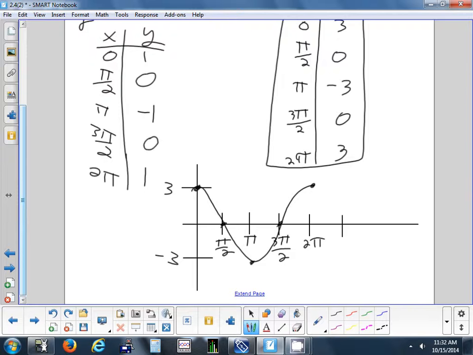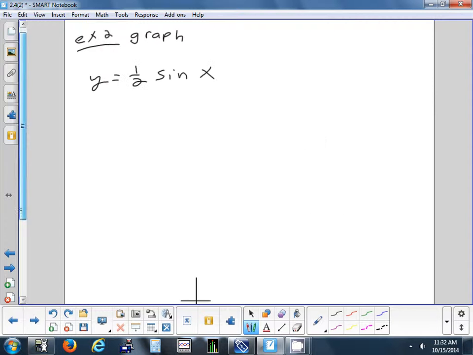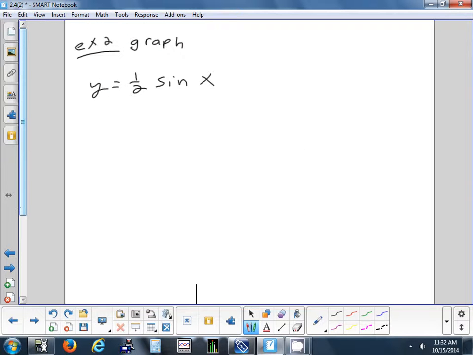All right, here's an amplitude change. Let's try this one. y equals half sine x. Let's see if we can do this one. See if we just remember the original table without having to write it this time.